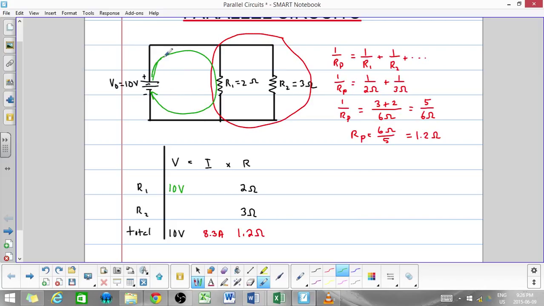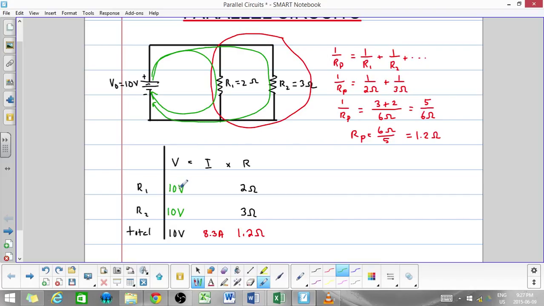Similarly, for the ones that don't go to R1, they go down this branch instead, they have to lose their whole 10 volts at R2. So that's also 10 volts. And this is one of the basic relationships of a simple parallel circuit, is that you have the same voltage throughout. The voltage of the source is equal to the voltage across each load.